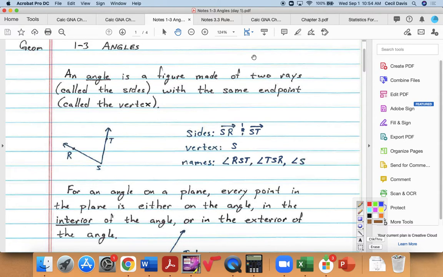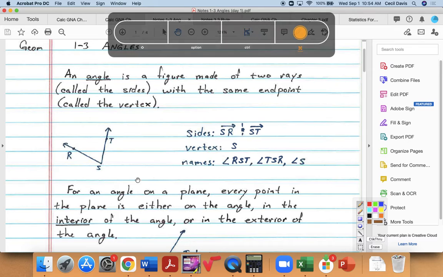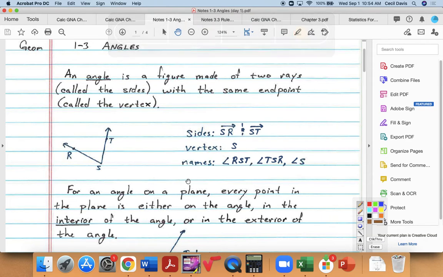So first of all, the definition. An angle is a figure made of two rays, called the sides, with the same endpoint, called the vertex. So for this particular angle, the sides are ray SR and ray ST. When you are asked to name sides, it has to be a ray, and it has to start at the vertex. So it has to start at S, which is the vertex for this angle.